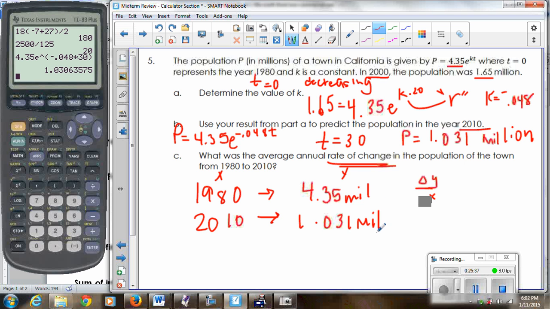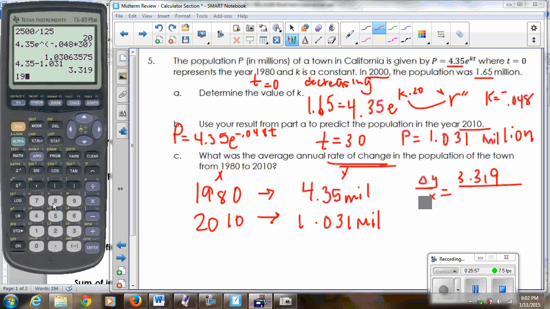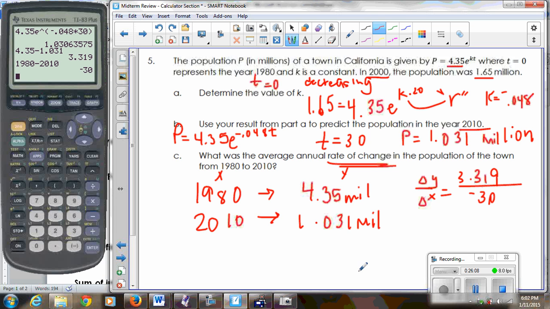So if I look to see how y is changing, just make sure you're subtracting in the same direction. So if I do 4.35 minus 1.031, I get 3.319, and I want to divide that by 1980 minus 2010. Now notice I'm going to end up with a negative number here, and that makes sense because I know that my population is decreasing, so my slope should be negative.